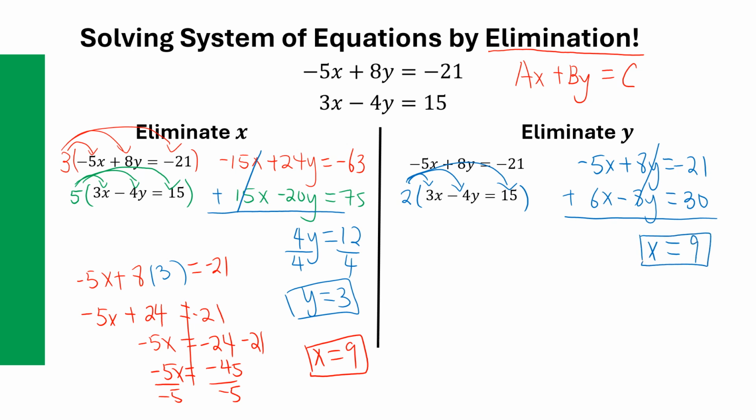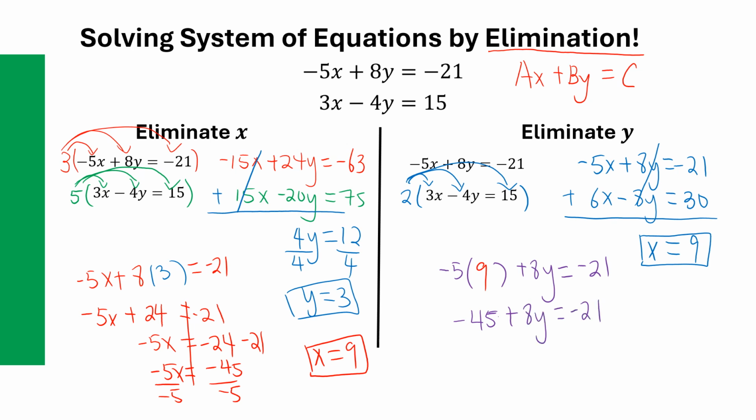And just like earlier, since you know what x is, to find the variable for y, use one of the equations to plug in the x value. So again, I'm going to use the first equation. So negative 5 times x, x is 9, plus 8 times y equals negative 21. So simplify this, negative 5 times 9 is negative 45, plus 8y equals negative 21.